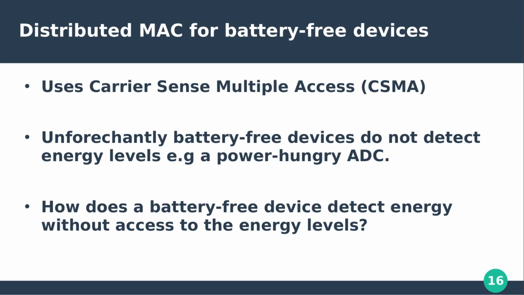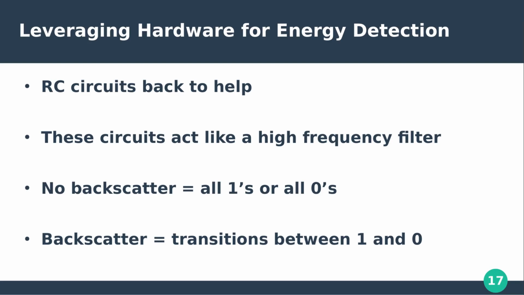So, question is, how does a battery-free device detect energy without access to the actual energy levels? Well, again, the authors decided to leverage hardware for energy detection. These RC circuits are back to help. These circuits act like a high-frequency filter. So, with no backscatter, the output's either all 1s or all 0s. But with backscatter, these transitions occur between 1s and 0s all the time. Now, using these transitions as a proxy, the authors were able to perform energy detection. And I'll leave you the math to look at in the actual paper itself.